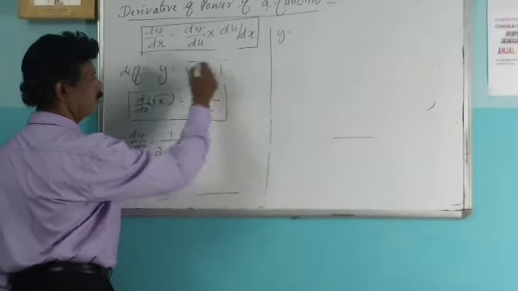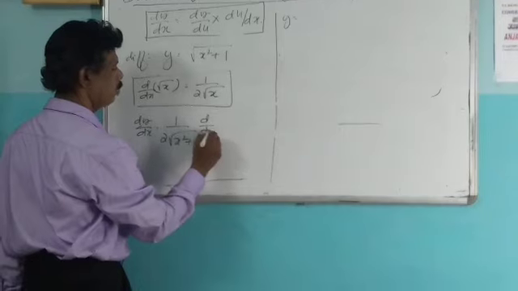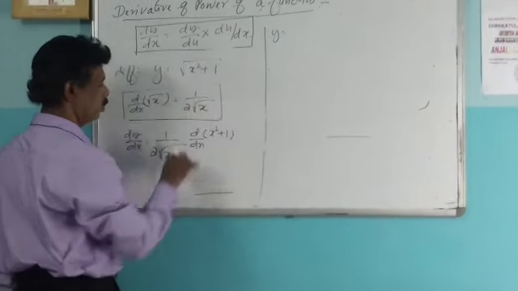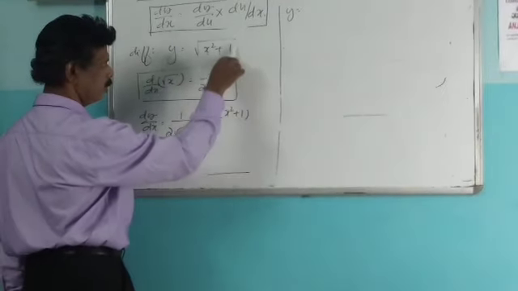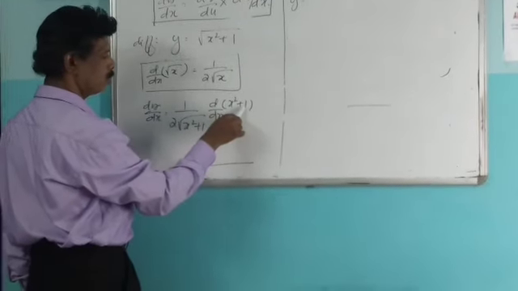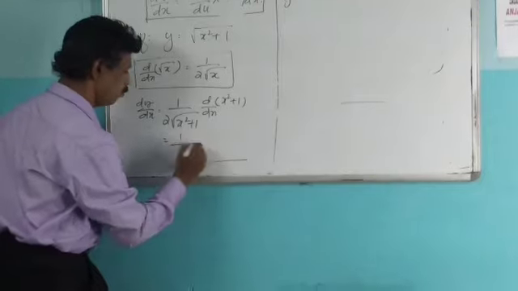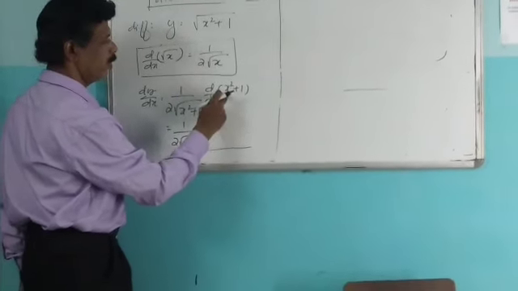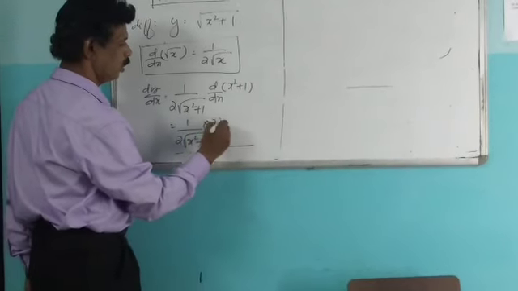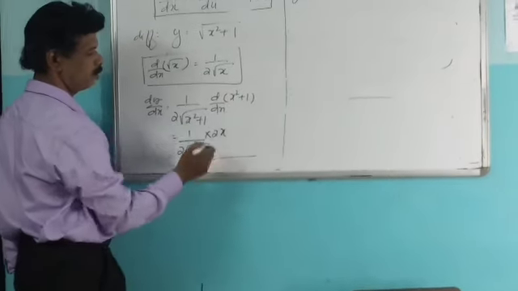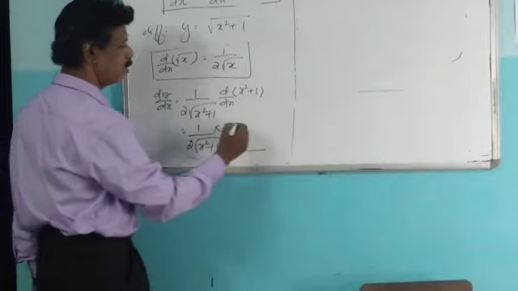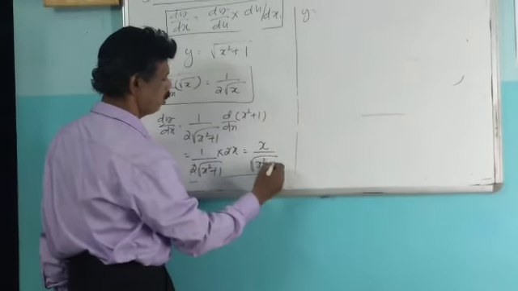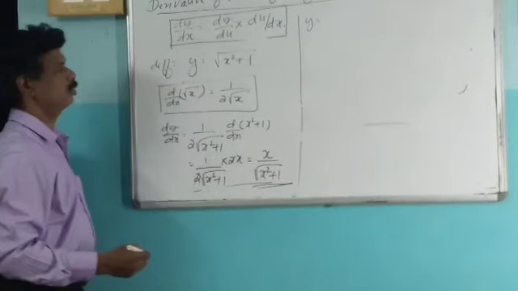After that, differentiate this x square plus 1, d by dx of x square plus 1. That is 1 by 2 root of x square plus 1 into d by dx of x square plus 1, which equals 2x. 1 is a constant, so its derivative equals 0. We can cancel these two. The final result is x divided by root of x square plus 1. Okay, next question.